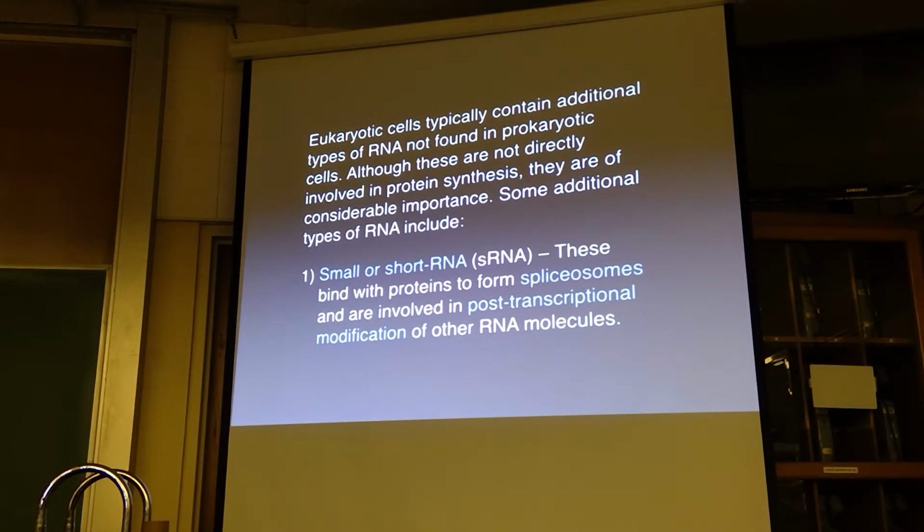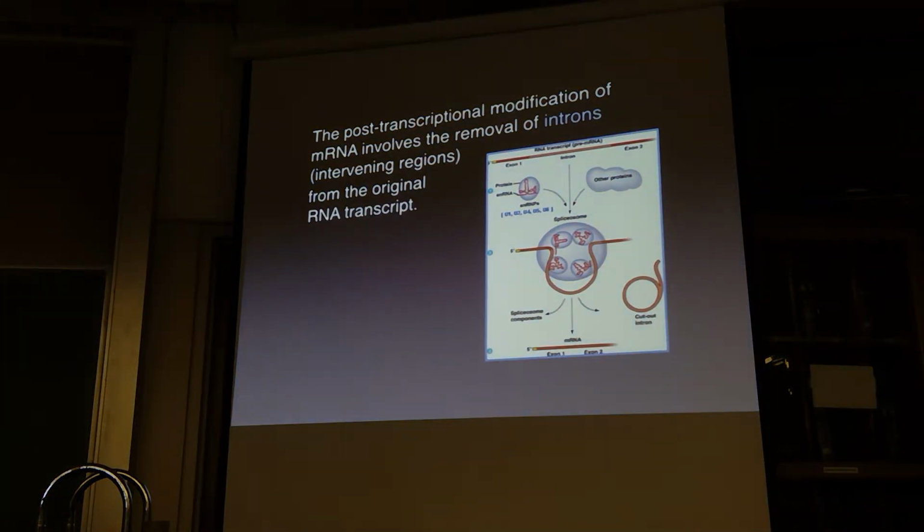Remember we talked about spliceosomes? We're talking about eukaryotic cells. These are basically little globules of small RNA and protein. They're in the nucleus, and their job is post-transcriptional modification. So in eukaryotic cells, after transcription happens, you have an RNA transcript. That RNA transcript is going to be modified, and it's modified by spliceosomes.